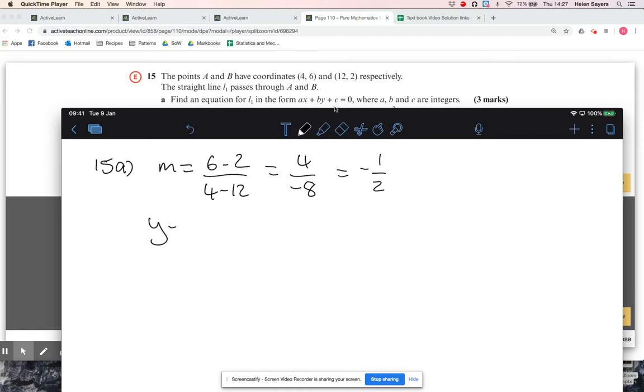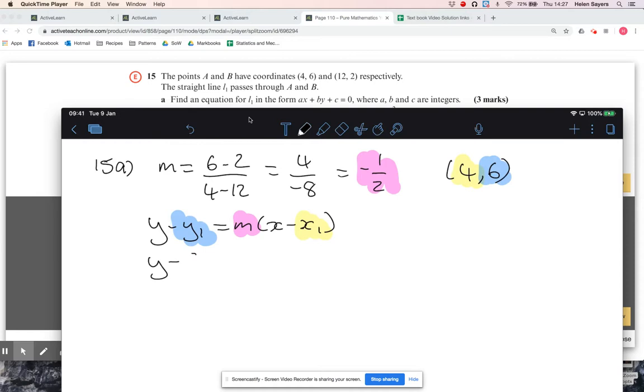Then I'm going to use y minus y1 is m times x minus x1. It doesn't matter which coordinate I use, so I'll use 4, 6. So I've got my gradient of minus a half, I've got my x coordinate of 4, and I've got my y coordinate of 6. So y minus 6 is my gradient times x minus 4.